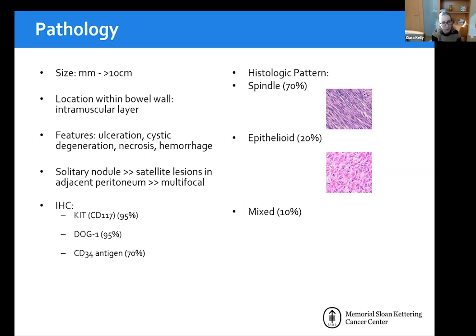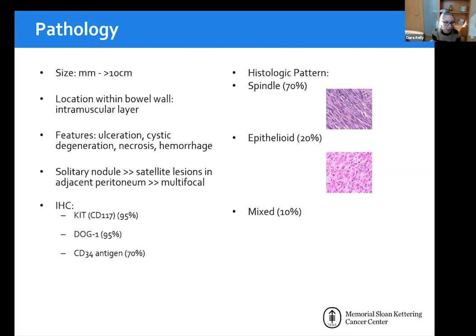In terms of the tumor size, these can range from millimeters to over 10 centimeters. As I explained earlier, they generally arise within the intramuscular layer of the bowel wall. Features that can be evident include ulceration and hemorrhage, bleeding. Most often we see it presenting as a solitary tumor, but we can also occasionally see satellite lesions in the adjacent peritoneum, which is essentially the lining of the abdominal cavity and encompassing the organs.